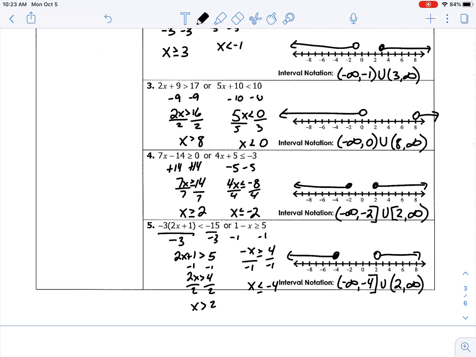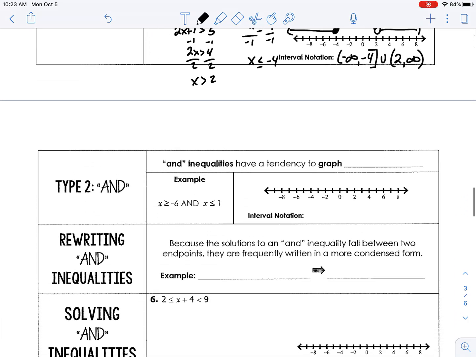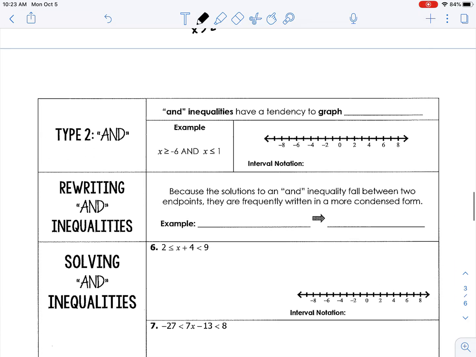So there are OR problems. OR problems are going to have oars in the boat. There's going to be 2 of them. Okay? And problems tend to have a bar. Okay? So there's going to be 1. So if we look at this, we started at negative 6, and we went to the right, and we went to 1, and we went to the left.